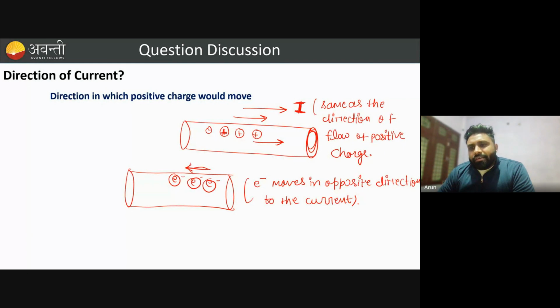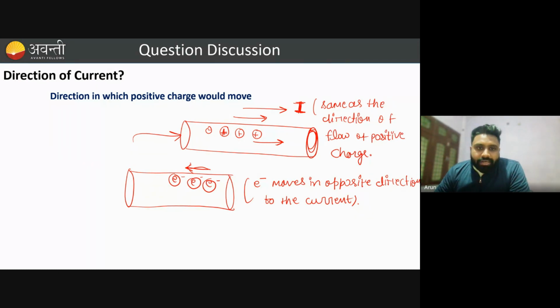The direction of current, usually we take as the direction of flow of positive charge. But there is a story behind it. When we defined the positive charge or current, at that time we hadn't discovered the electrons. Actually, the free electrons generate the current. Because of the movement of free electrons, the current is generated. But at that time we hadn't discovered the electron, so we assumed that the current should be in the direction of positive charge flow.